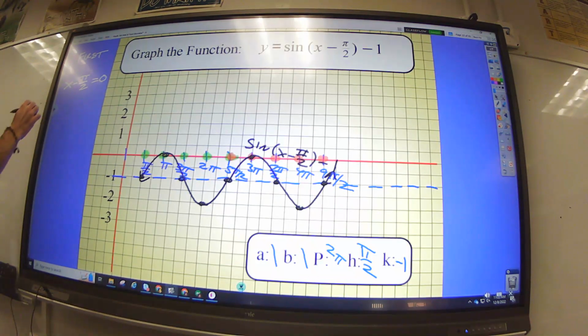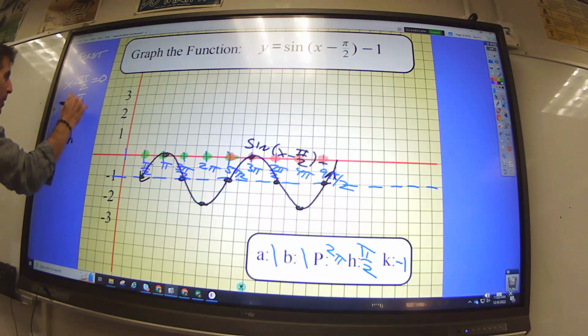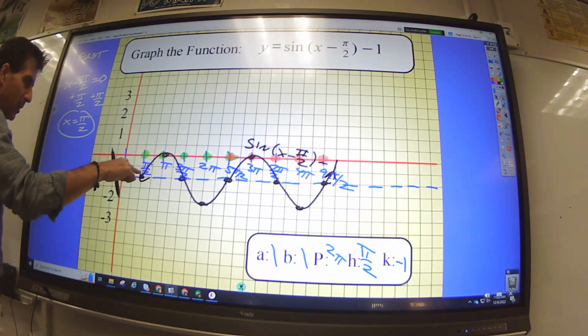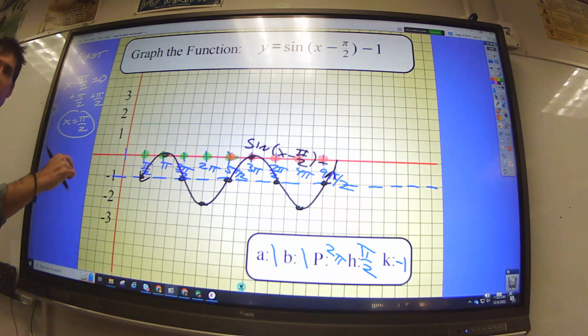Solve for x, you add pi over 2, which gives x equals pi over 2, i.e. the first of my 5 key points.